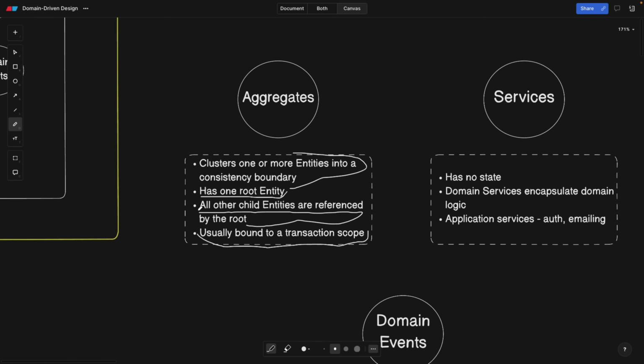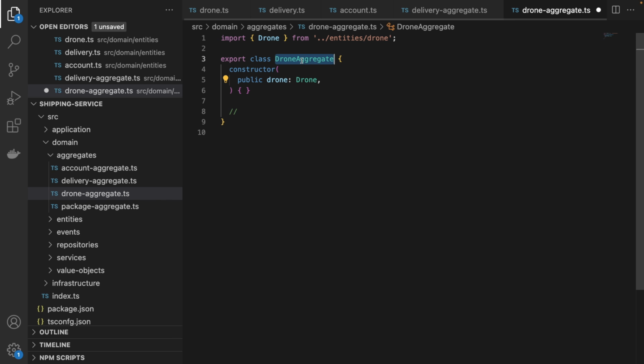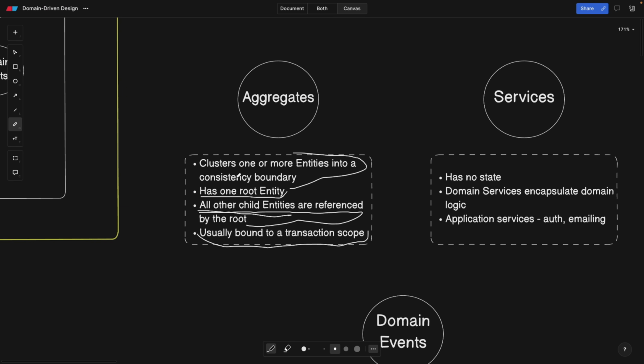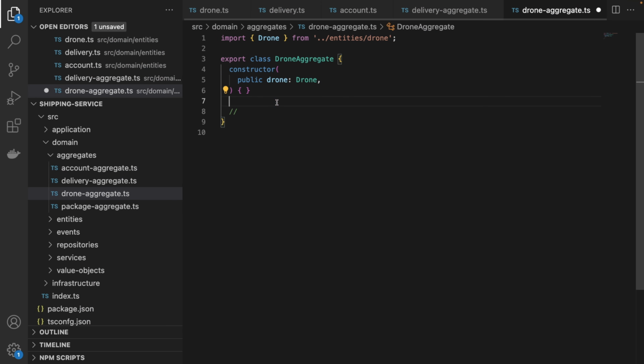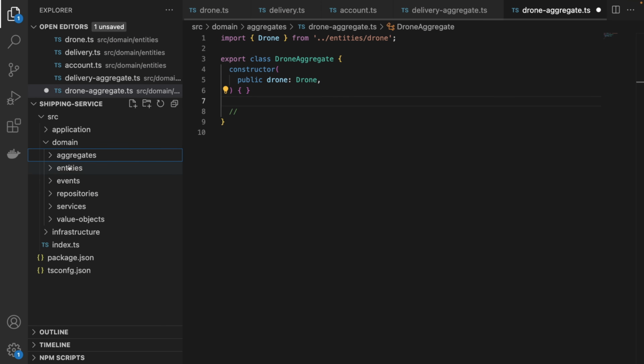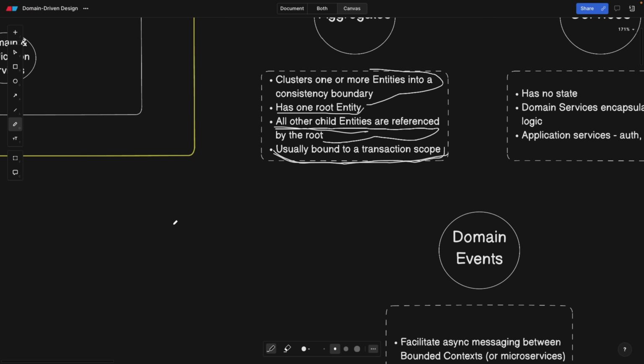Oh, we also said one child is root. Okay, so in this one, the drone aggregate, the drone entity is basically gonna be the root entity, and also it can cluster one or more entities into a consistent boundary. And the most important part, in my opinion, is this one, usually bound to transaction scope. What does it mean? So the reason why we have aggregates is basically to add another level on top of our architecture of entities and value objects. Basically, aggregates are gonna look like this.